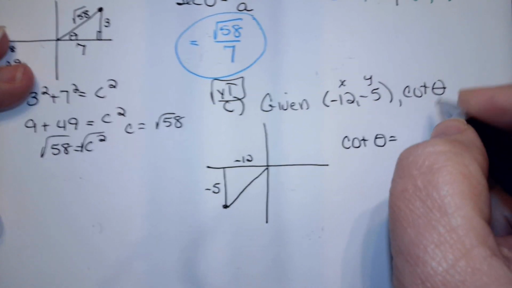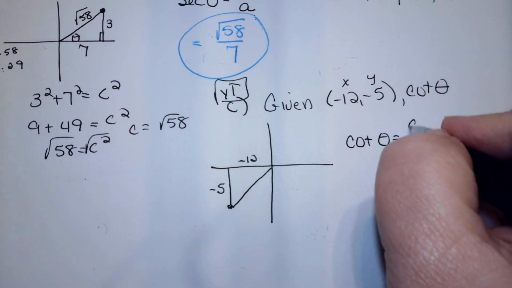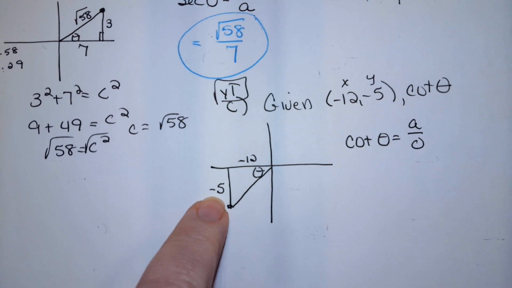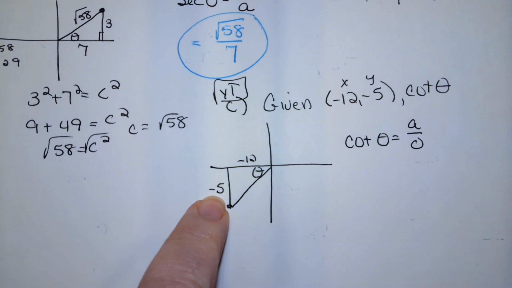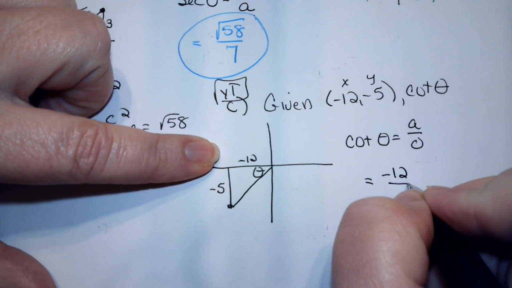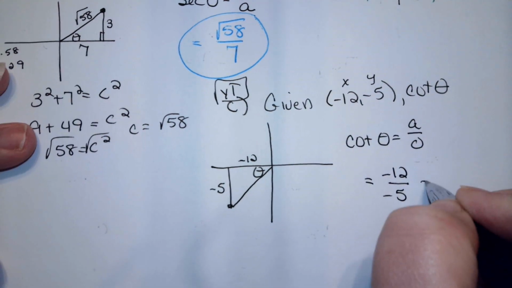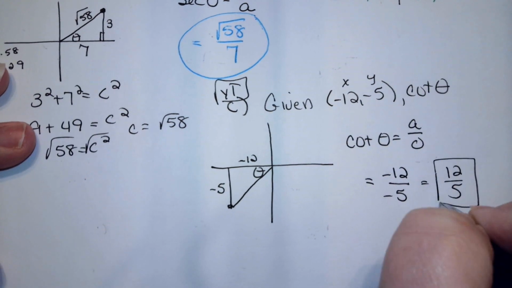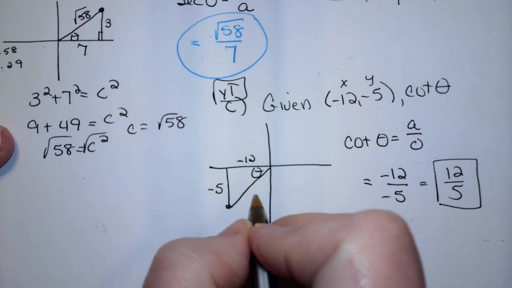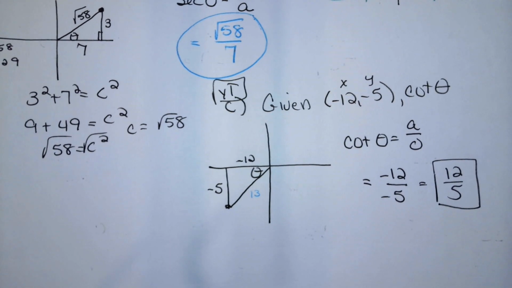Cotangent. If tangent is opposite over adjacent, cotangent is going to be adjacent over opposite. And if you notice, we've got the adjacent and we've got the opposite. So we don't have to use the Pythagorean theorem here, do we? Here the adjacent is -12, the opposite is -5, and that's going to reduce to 12 over 5. And there we go. Just in case you didn't notice that you didn't have to find the hypotenuse, if you had found it, you would have gotten 13. But we didn't need that.